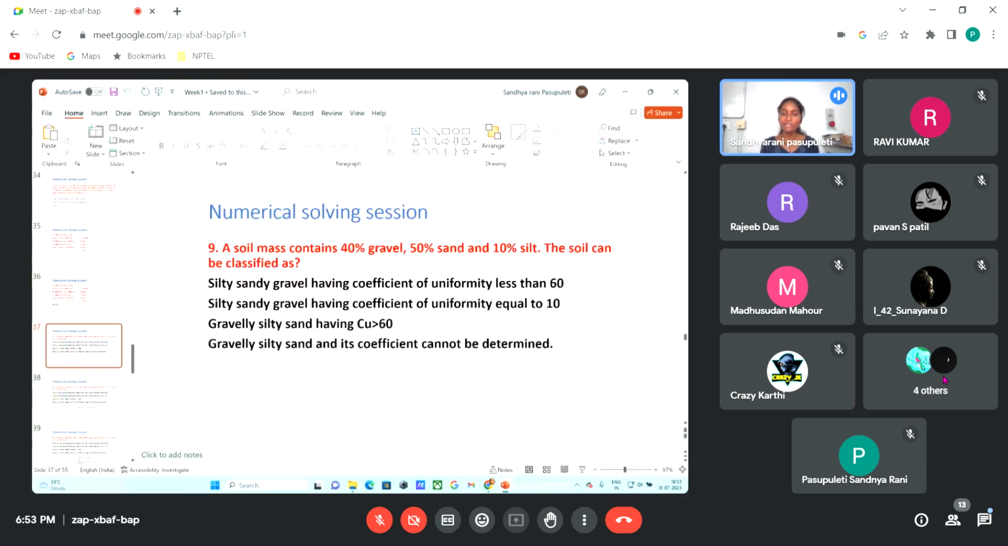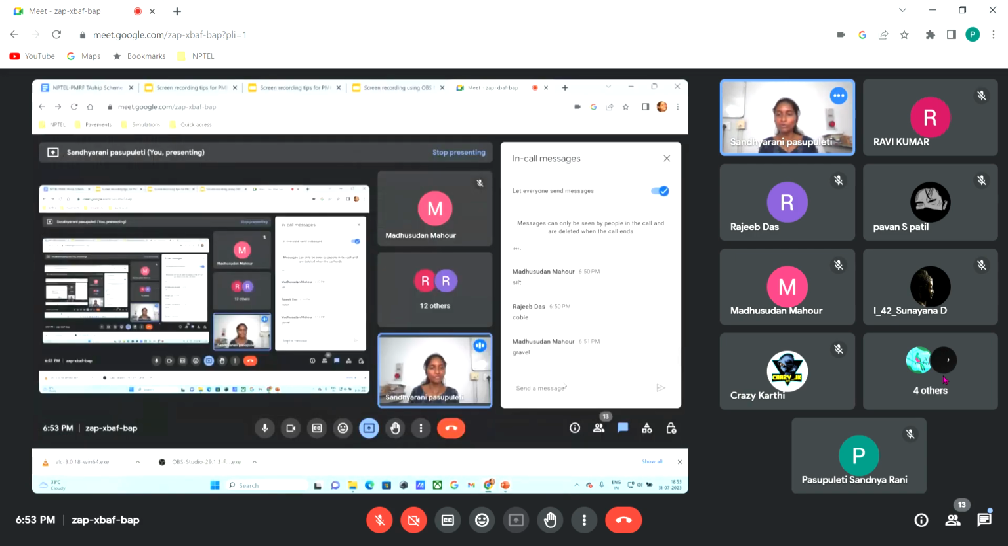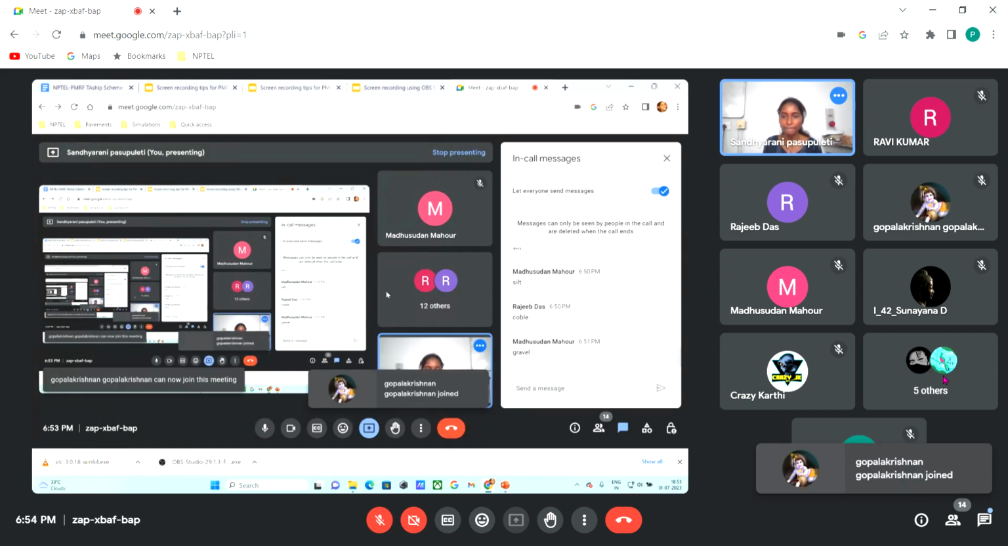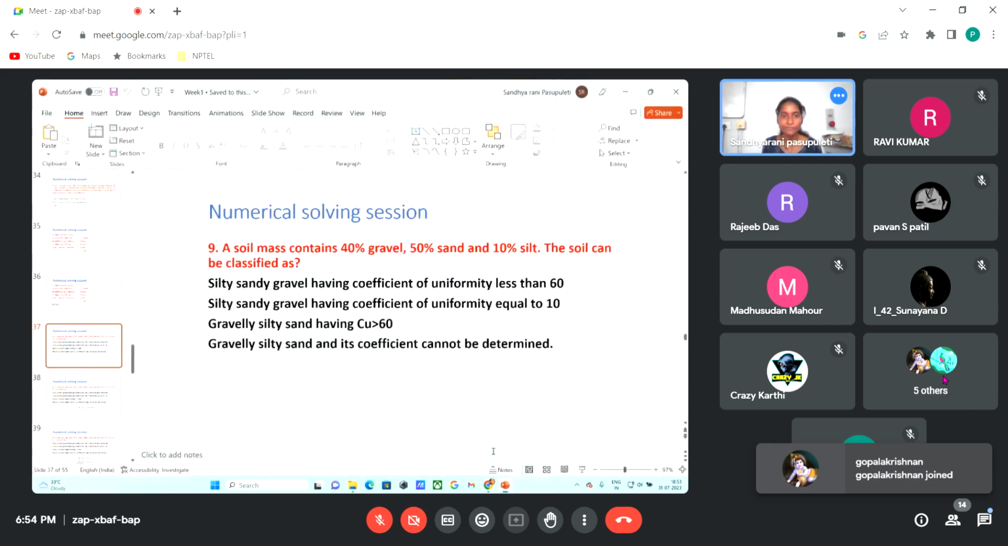Is this clear to everyone? Any doubt? If you just remember the sieve size for gravel, which is 4.75, for sand, which is 75 micron, and that the material passing through 75 micron is silt, if you remember these three, we will be able to solve the upcoming questions. Okay, if there is no problem, we'll proceed.